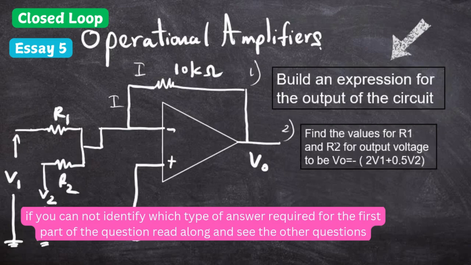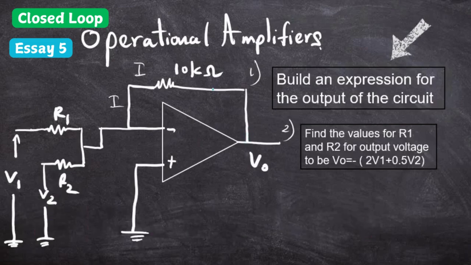Find the values of R1 and R2 for the output voltage, V0 equals minus something, where V1 and V2 are there. So we need to connect V1 and V2 with this V0. The second thing is we need to identify which type of question this is. This is an operational amplifier, of course, and it's a closed loop question. Closed loop means there's a direct connection between the output and input. This is the feedback current. You should know these things.